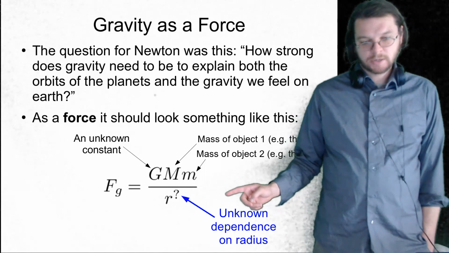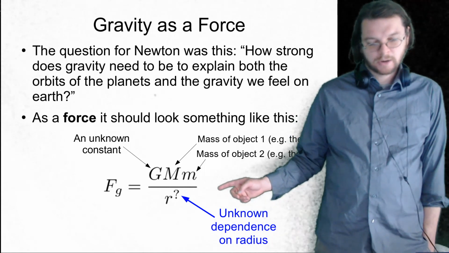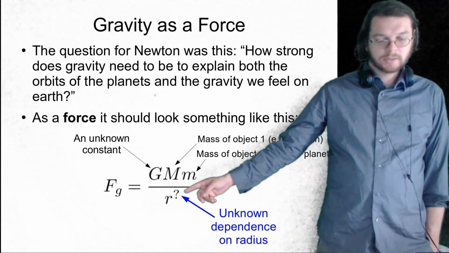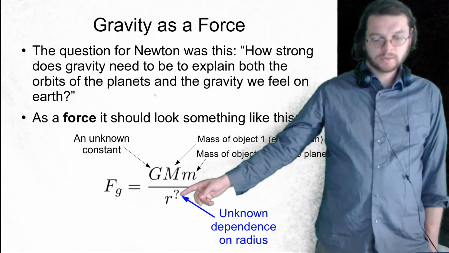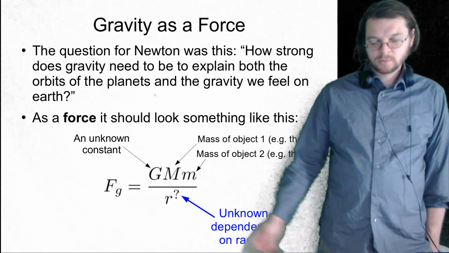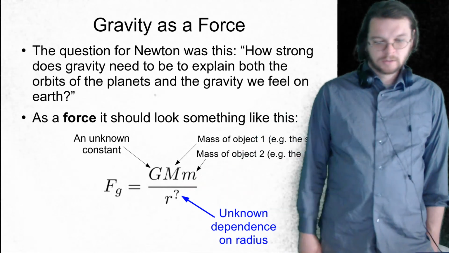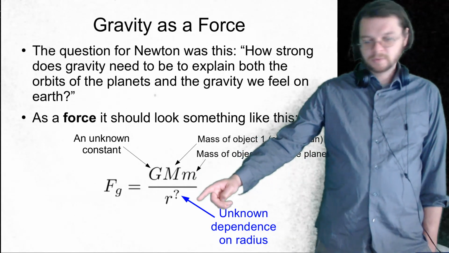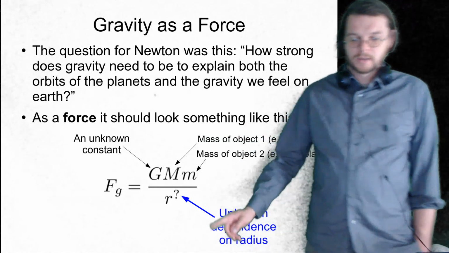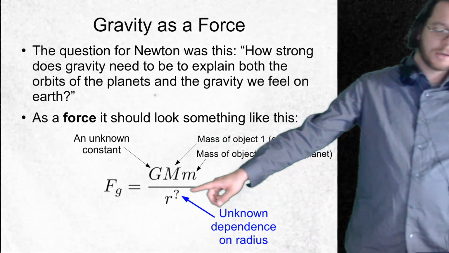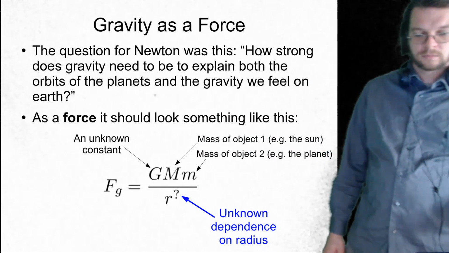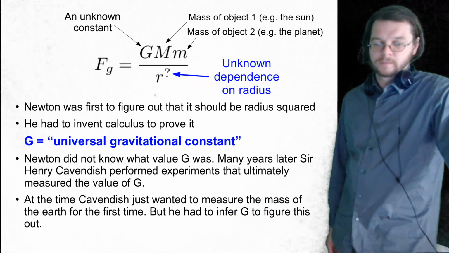One of the most spectacular things that Newton did was figure out what this exponent was. At the time people weren't sure if there was an exponent there at all. Maybe it's r cubed, or maybe it's some other function entirely. One of Newton's great contributions was figuring out what this exponent was.